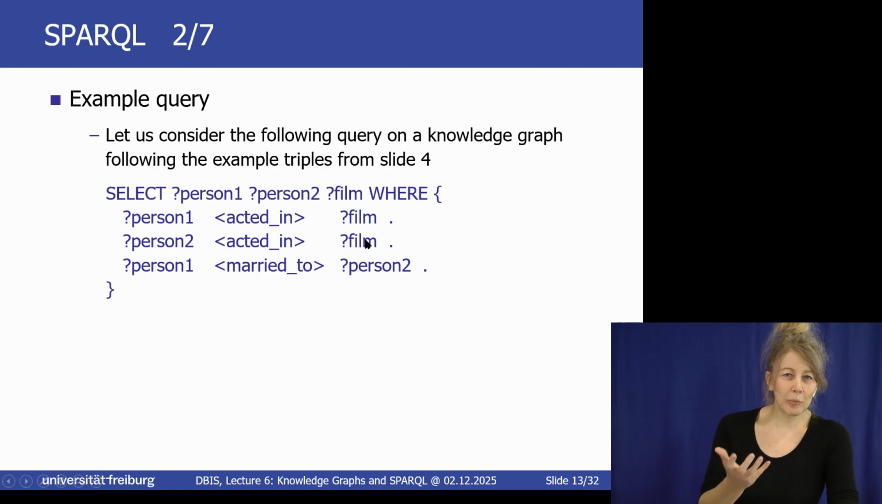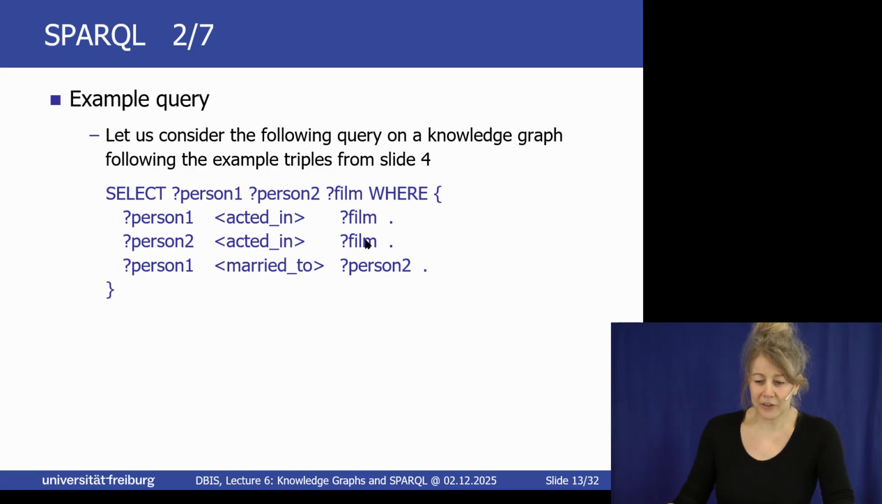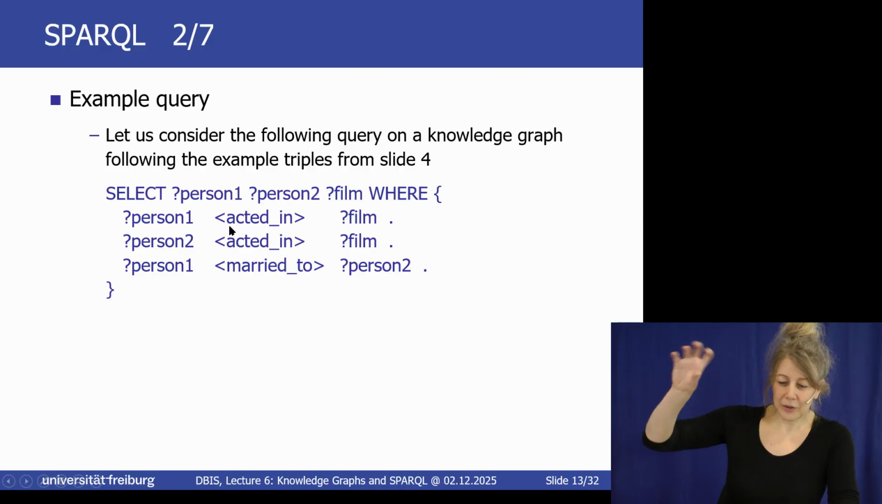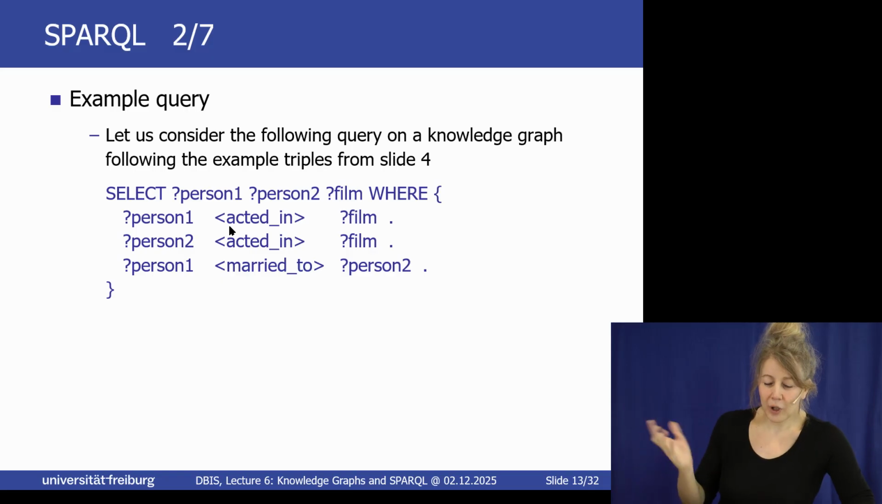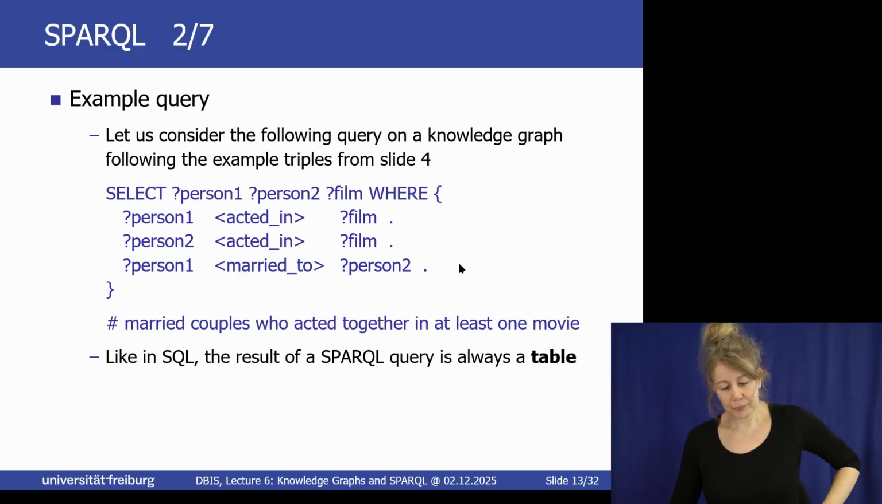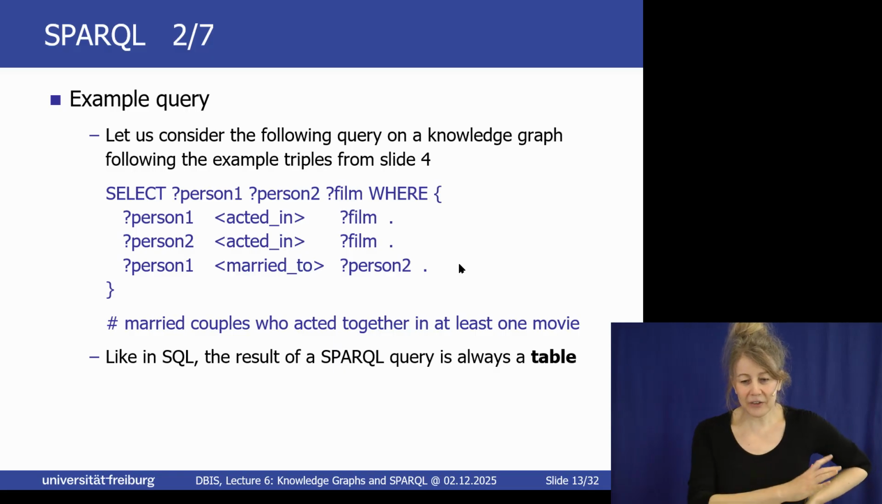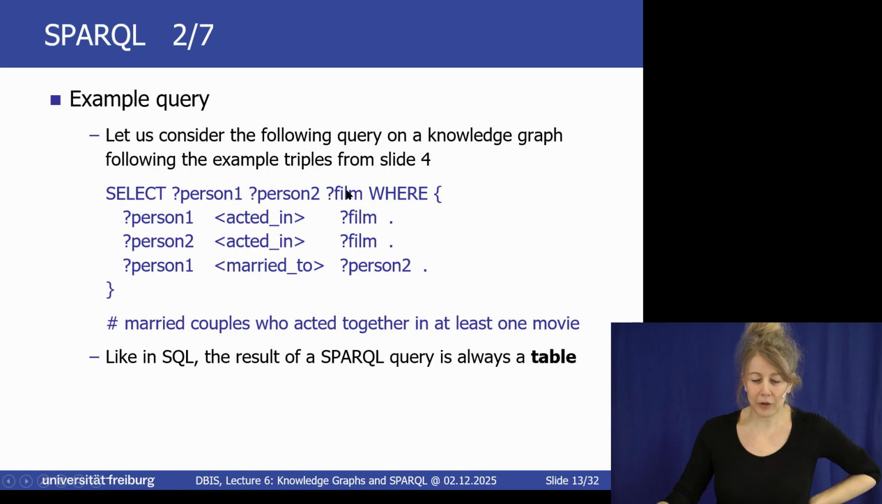And actually that's more natural to read, I would argue, than SQL. In SQL, you are either writing join, which is already an implementation detail. A human doesn't think about joins. And you have to write these where clauses. This is, I think, if you get used to it, easier to read and understand. And as I said, like in SQL, the result is always a table. Here it's a table with 3 columns.